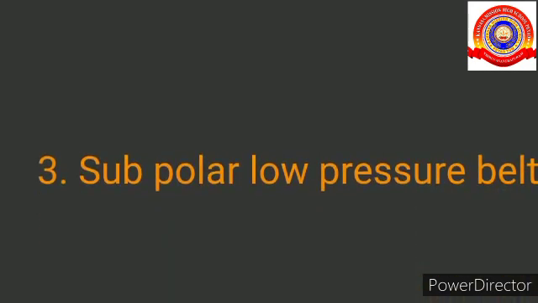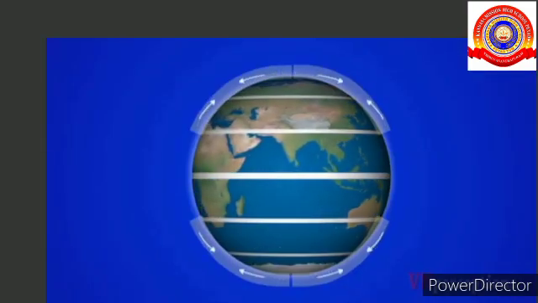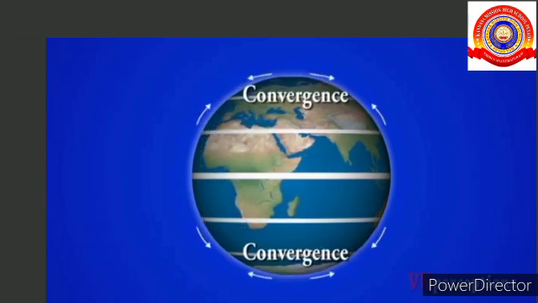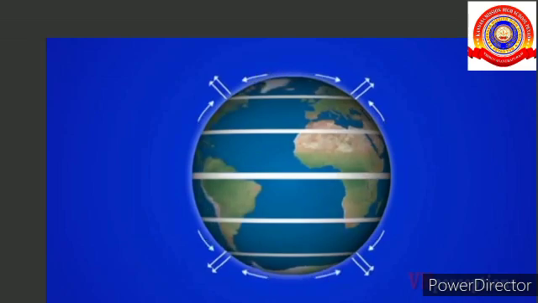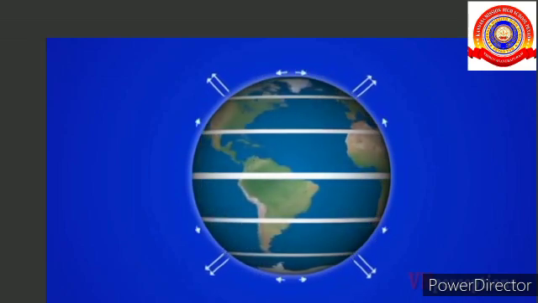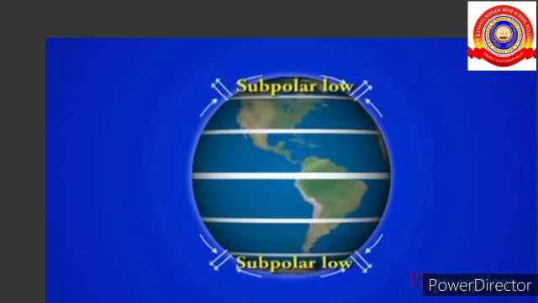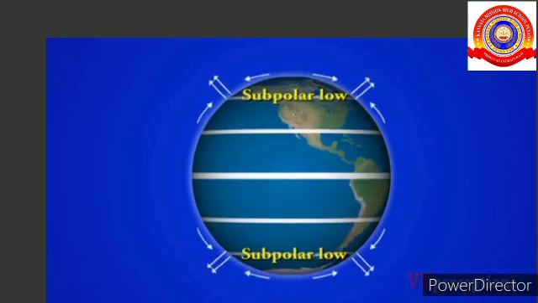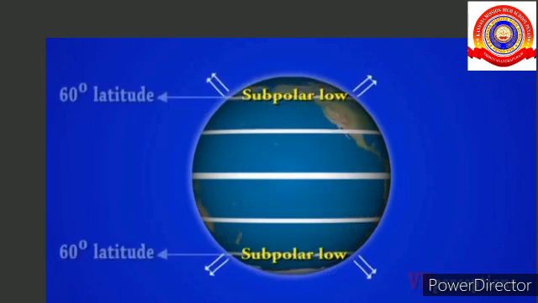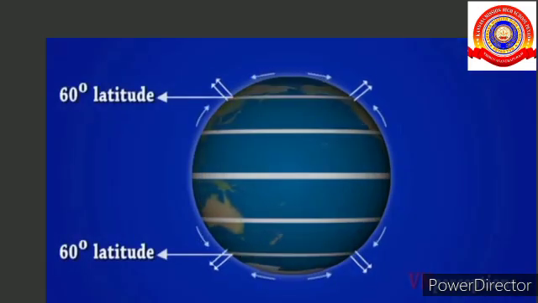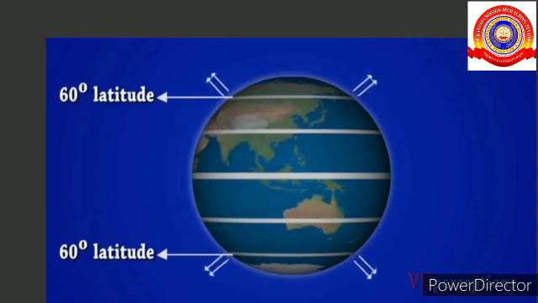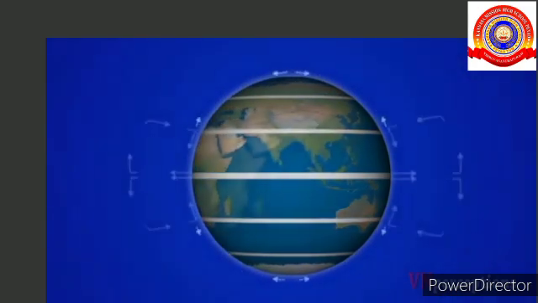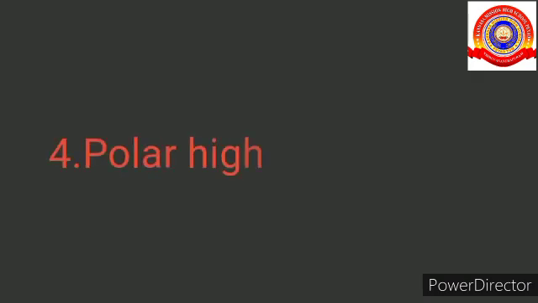Next one, subpolar low pressure belt. This belt extends between 60 degree and 65 degree latitude in both the hemispheres. This is a zone of wind convergence. The rotatory movement of the earth causes low density of atmosphere over this belt. Hence, the atmosphere over this belt is thin, and thin atmosphere can exert only low pressure.